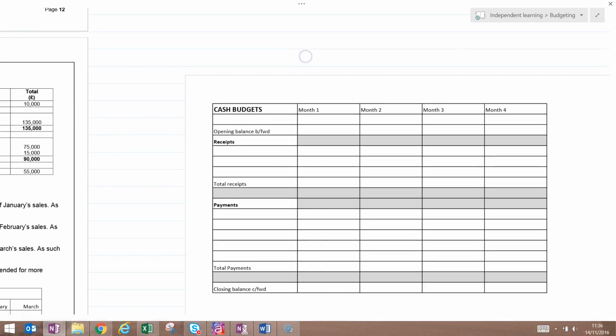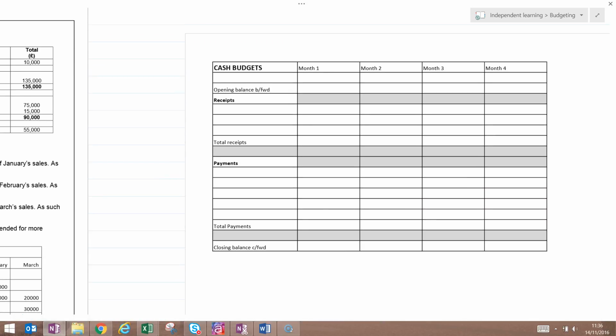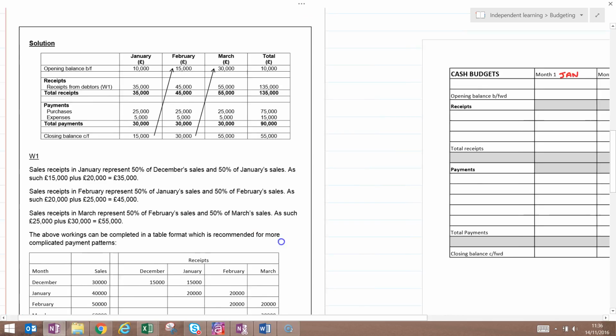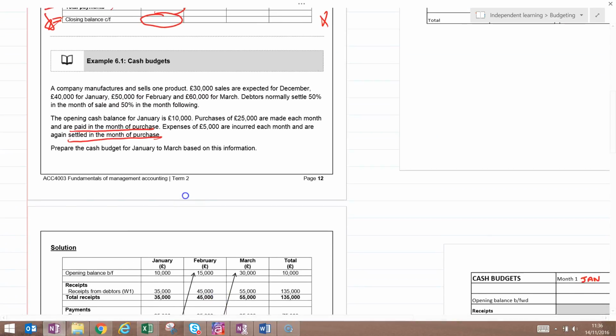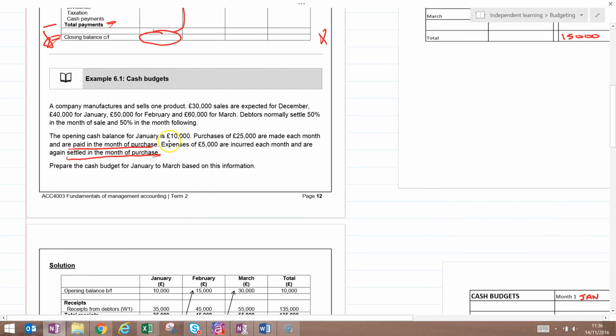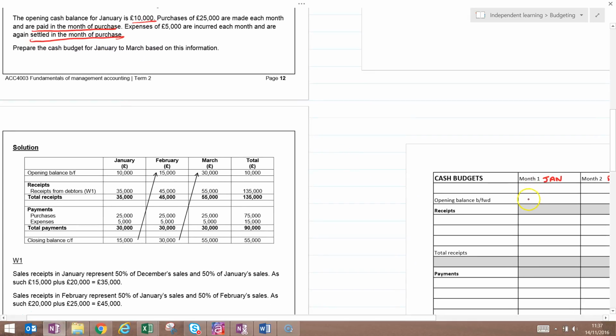So we have here our basic layout. So across the top I can replace the month 1 with the name of the month. So we've got January, February, March. So what do we know? Well, the opening balance, we were told that the opening cash balance for January, £10,000. So we can put that into the budget.